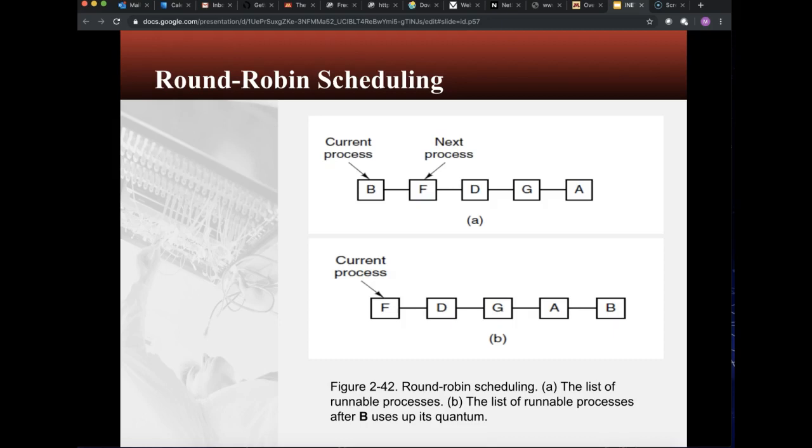Round robin is pretty straightforward, right? You pick a point and you just keep going around and you keep saying A, B, C, D, A, B, C, D, A, B, C, D. In this example here, this is just showing that it goes B, F, D, G, A, and so forth, and obviously moving them around.